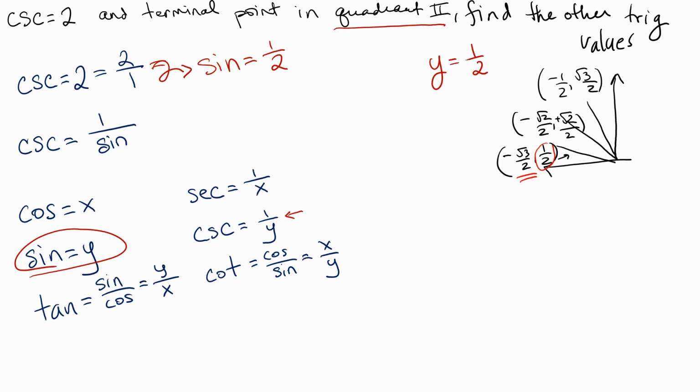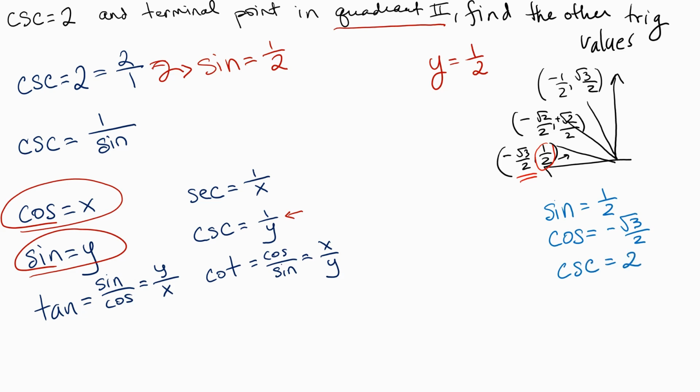So what we're going to do with that piece of information is if we go back to our definitions, cosine is equal to the x value. So right away, we now have that value as well. So we're going to actually start a list over here and list them. So our sine, we said, was 1/2. Our cosine, because of our unit circle, is negative root 3 over 2. And then we actually already have cosecant because it was given to us.